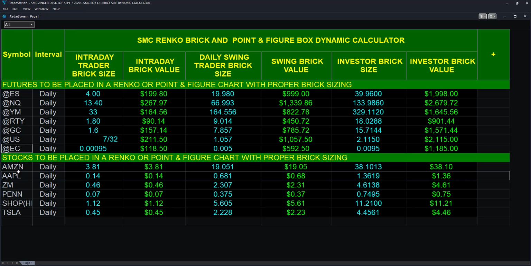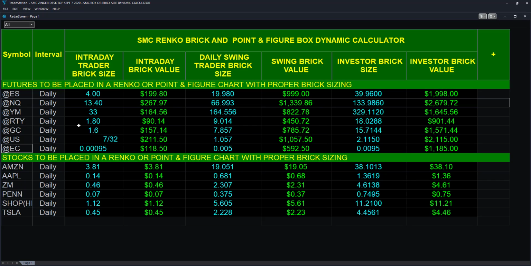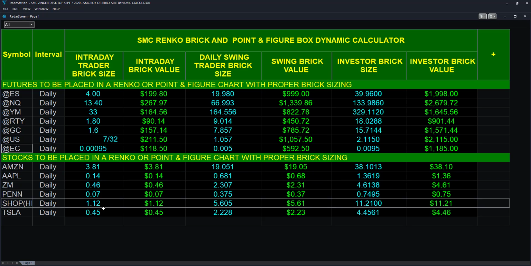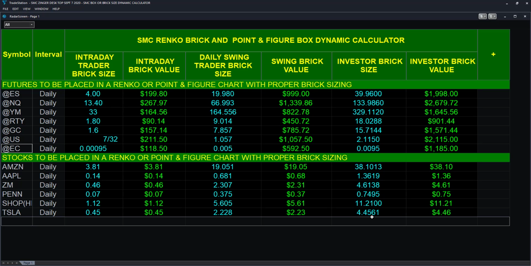Now for Amazon, where did I get those values? If you are trading Amazon on an intraday basis, you would want to use a brick size of approximately 3.81. If you are trading it on a daily swing trade, probably about 19. And if you are an investor, there's the 38. Tesla, it's 45 cents intraday. On a daily swing, the size of your bet is 2.22 or 2.25. An investor, it's $4.45.